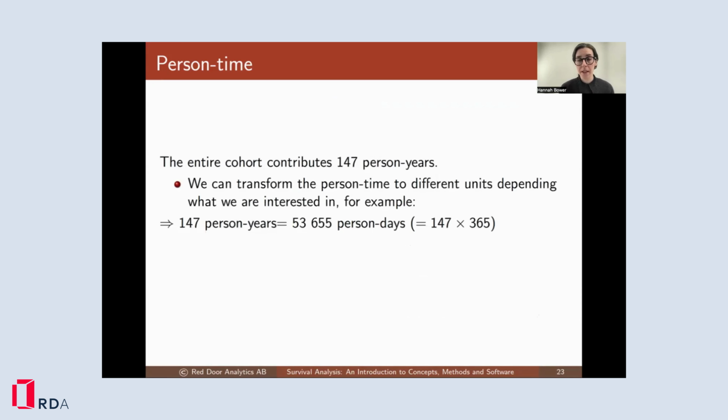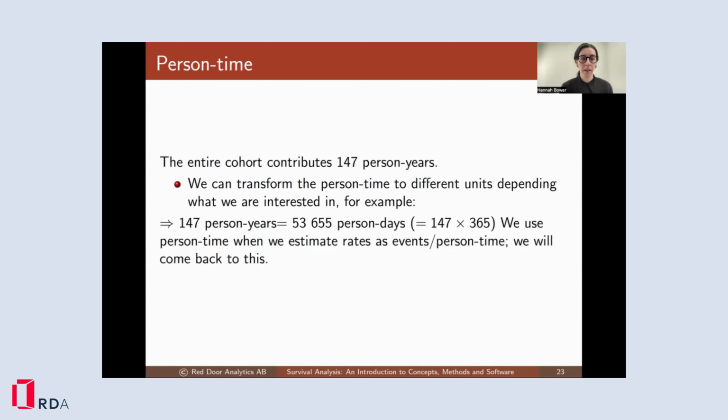We can transform the person time to different units depending on what we're interested in. For example, if we wanted to transform these 147 person years to person days, then we could just multiply the 147 by 365 days, to get 53,655 person days. We will use person time when we come to estimating rates, because rates are estimated as the number of events divided by the person time at risk. But we'll come back to that in the relevant section.